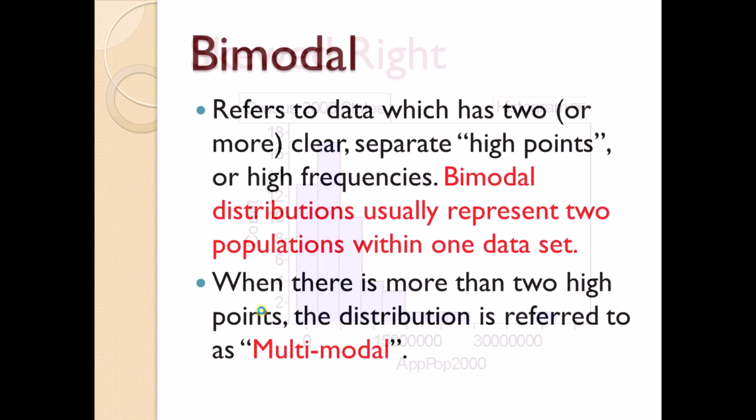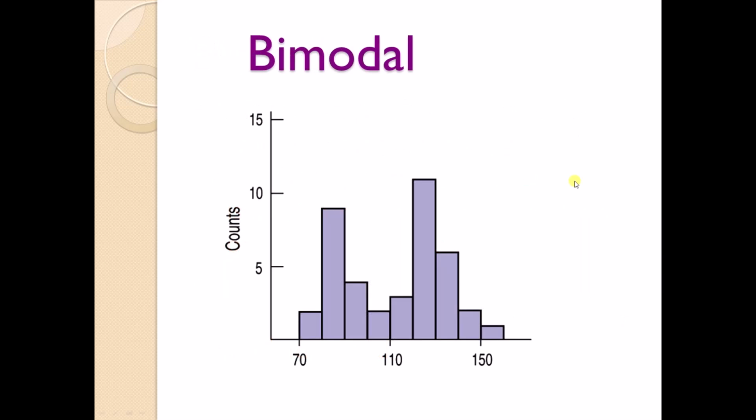All right, so bimodal. This is when your data has two separate high points. I mean, really distinct, not just irregular data that kind of makes little bitty peaks. These are going to be very obvious. When you see this in some kind of a graph distribution, they usually represent two populations. If you have more than two, we can call it multimodal. All right, this is bimodal.